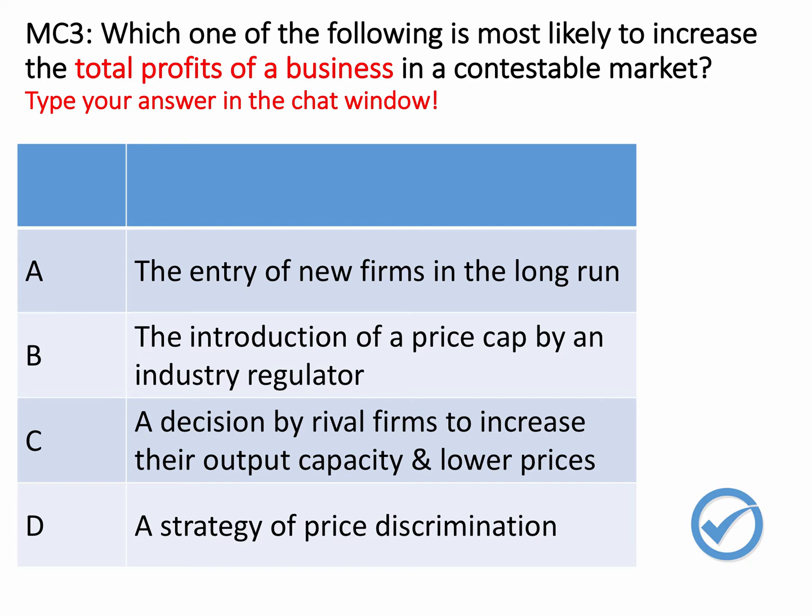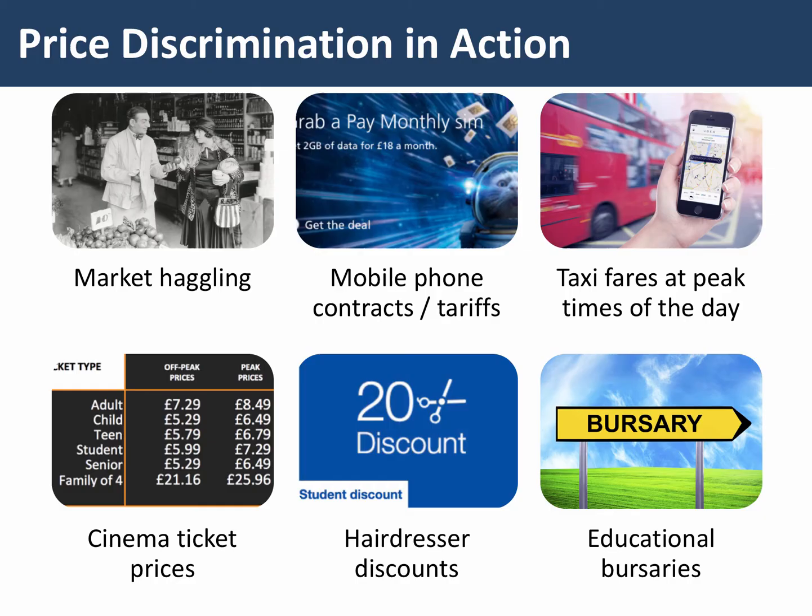And C, if rival firms increase their output capacity, in other words sell more and lower their prices, then that could squeeze the profits made by a business. In other words, if all firms increase their output, that will drive prices down in the market and drive down profits. Price discrimination can often be an effective strategy for businesses to increase their revenues and their profits.